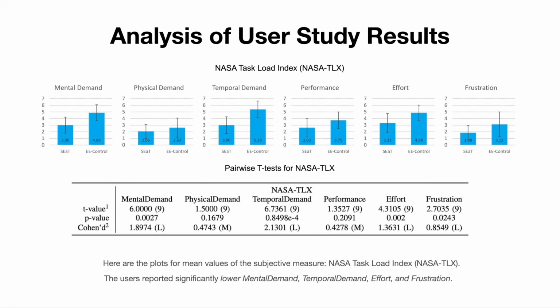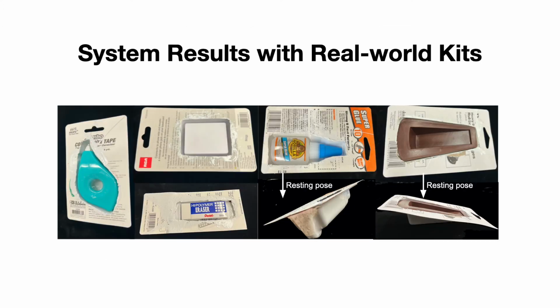We also have a subjective measure, the NASA Task Load Index, which consists of 6 user-reported components. Lower values indicate less task load. We hypothesized significant differences in all 6 components, and pairwise t-tests find that users experience significantly lower mental demand, temporal demand, effort, and frustration. Finally, we've also done experiments with real-world kits.